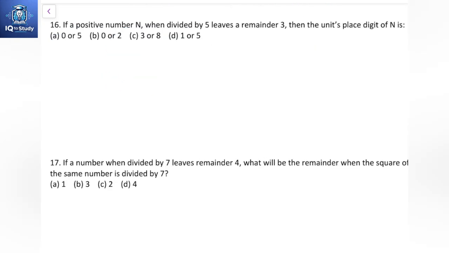If a positive number n when divided by 5 leaves a remainder 3, then the units place digit of n is question mark. Required number is equal to 5k plus 3.